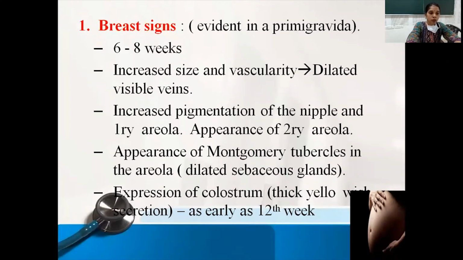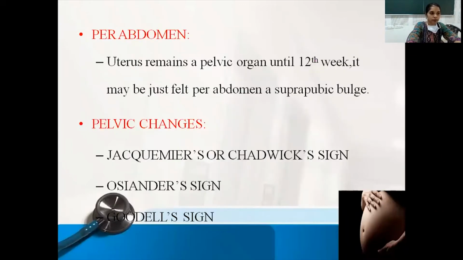And there is appearance of Montgomery tubercles in the areola. Those are the dilated sebaceous glands. And in some pregnant ladies, we can see milk secretion, that is colostrum. It may start as early as the 12th week, that is in the first trimester. These are the breast changes we see in the first trimester.